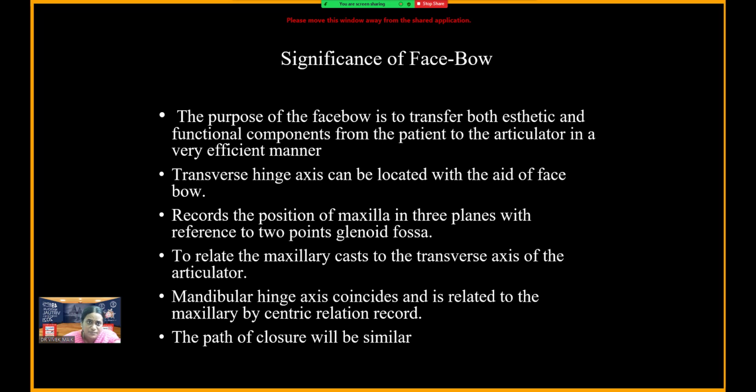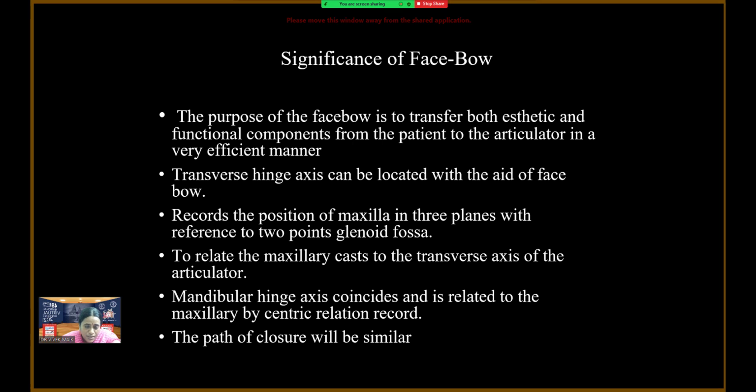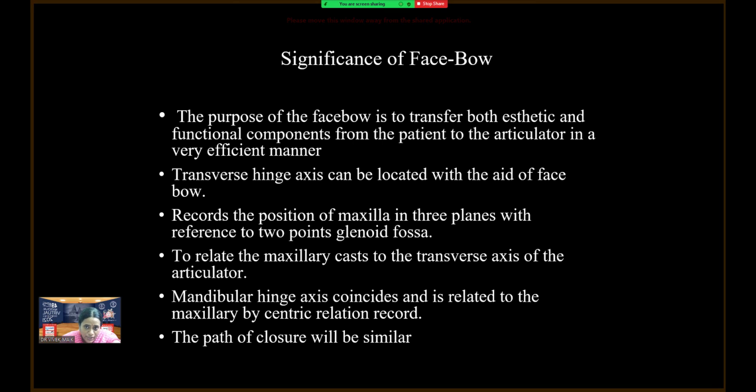Significance of the face bow. The purpose of the face bow is to transfer both aesthetic and functional components from the patient to the articulator in a very efficient manner. Transfer the hinge axis, which can be located with the aid of the face bow. Record the position of the maxilla in 3 planes in reference to 2 points on the glenoid fossa.